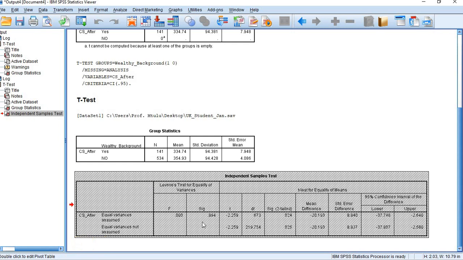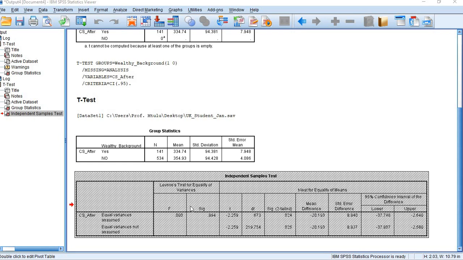Now the reason why we are checking if this assumption holds or not is to decide which row we are going to use in doing our interpretation. Are we going to use the first one or the second one? So if the equality of variance assumption holds, like the assumption is not violated, then we use this row. Remember, this column, equal variance assumed, is not only for the Levene test here, but it goes through the entire table. So this output for the t-test is for the case when equal variance is assumed, with its degrees of freedom, its significance, its difference in mean, and all that.